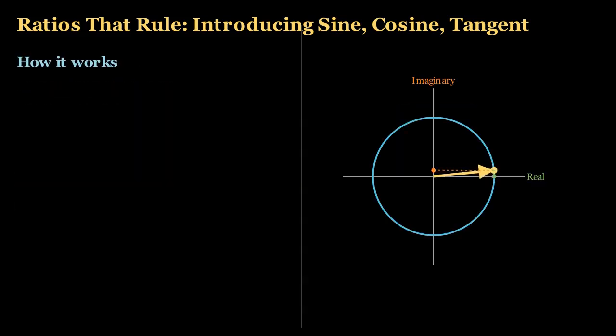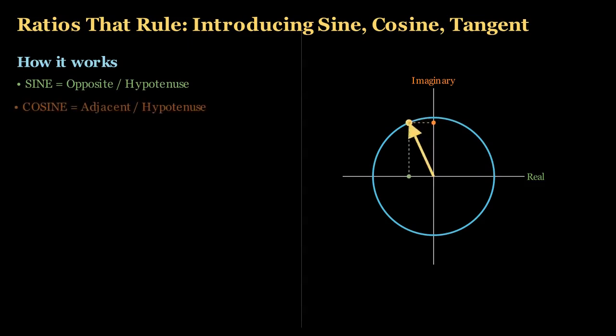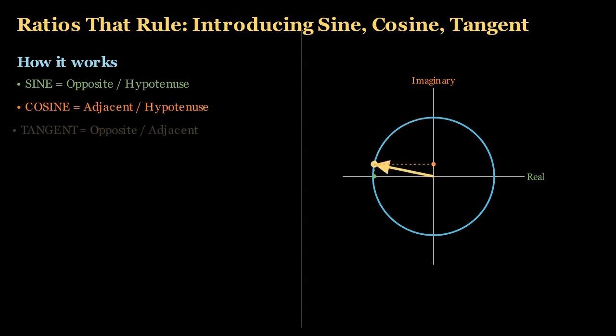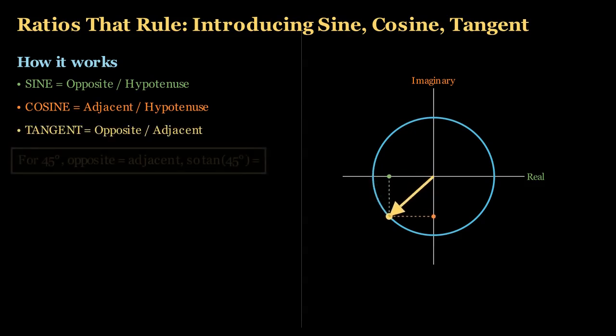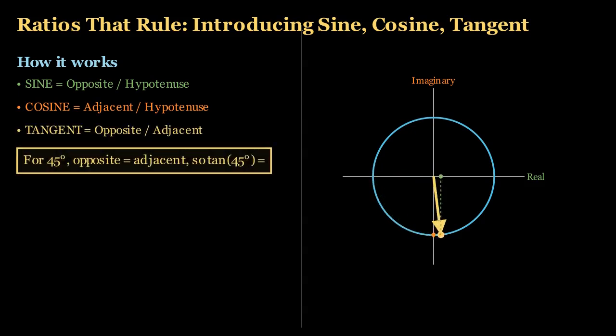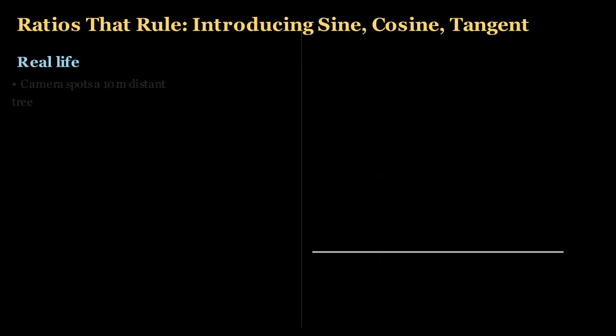Look at a right triangle. Pick an angle. The side across from it is opposite, the side touching it is adjacent, and the long side is the hypotenuse. Sine is the fraction opposite over hypotenuse. Cosine is adjacent over hypotenuse. Tangent is opposite over adjacent.